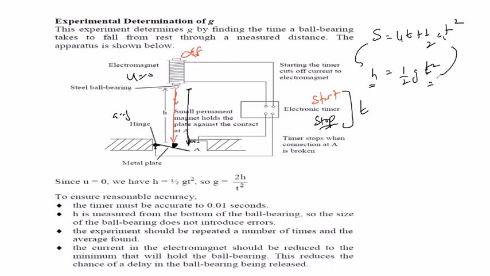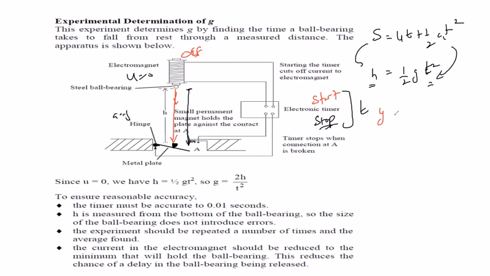But practically, this will have only one value. We'll have one value of height and one value of time, so it will not be accurate. So we should repeat the experiment with different values of height and time. And if we repeat with different values of height and time, then what can be done?